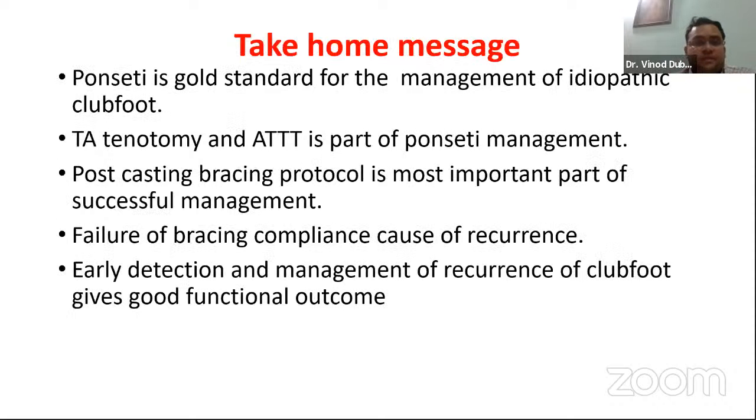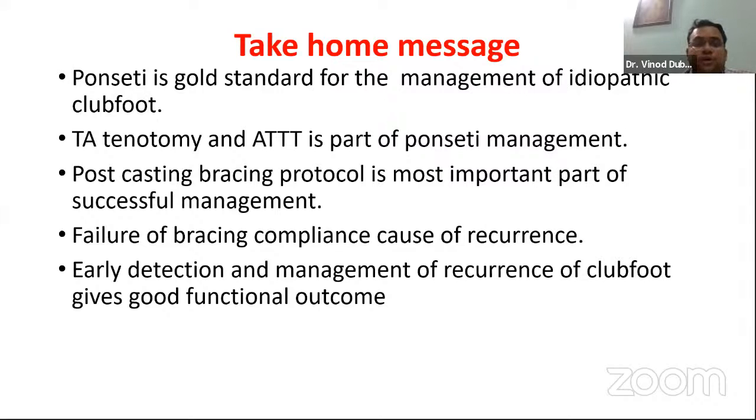So the take-home message is Ponseti is the gold standard for management of idiopathic clubfoot. Even for children who are 10, 12 years old, you can still go ahead and apply Ponseti casts. By applying Ponseti casts, you are reducing the surgical dosing. Basically, if your child is 7, 8, 10 years old, you know the child will require surgery, but by applying 2, 3 casts, you are trying to loosen up the ligaments and tendons, and your surgical dosing will reduce.